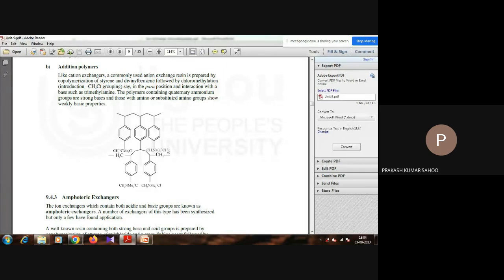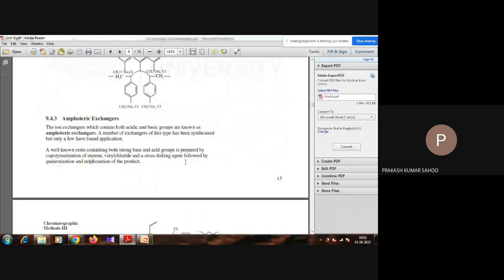Then the same thing, addition polymerization: this type of polymerization is possible with styrene and divinyl benzene, where the sulfonic acids are replaced by CH2NMe3+Cl-, that is a quaternary ammonium group. So in your cation exchange, it is SO3H. In anion exchange, it is CH2NMe3+Cl-. And there is another type, that is the amphoteric exchanger, which can exchange both acidic and basic groups, or cation and anionic groups present in the sample.